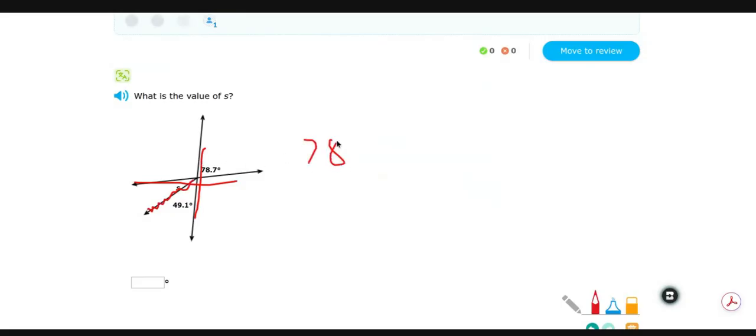So 78.7 is the same as these two other angles. Together, these two angles, S and 49.1, equal 78.7. So if I wanted to write an equation, because I feel really comfortable with algebra, I can. Angle S plus the 49.1 degrees is 78.7. Or if I feel really comfortable with doing some mental math, I could take my 78.7 and take away the angle I already know, 49.1, and my leftovers of 29.6 would be the measurement of S.